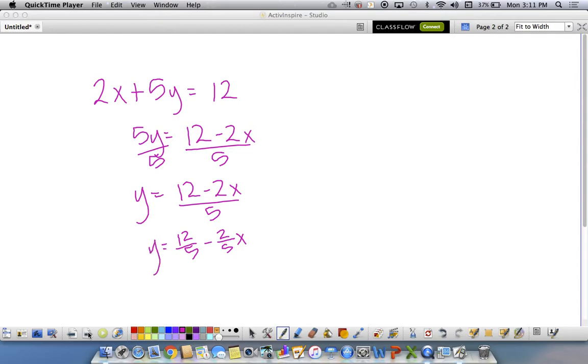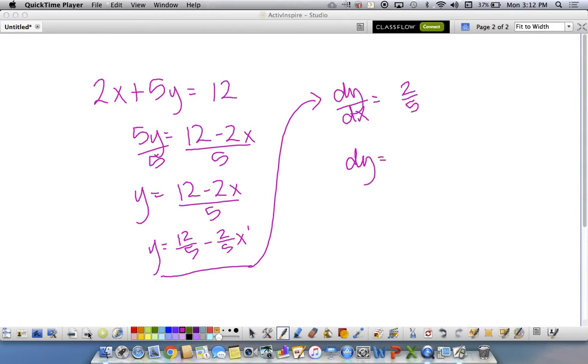That's okay. So if I have this equation, y equals, what is dy dx? Okay, what's the derivative of 12/5? That's right, it's 0. And then our x, negative 2/5 x to the first. What's the derivative of that? Correct, 2/5. Okay, so if I wanted dy, what will dy equal? Yeah, 2/5 dx. That is our differential.